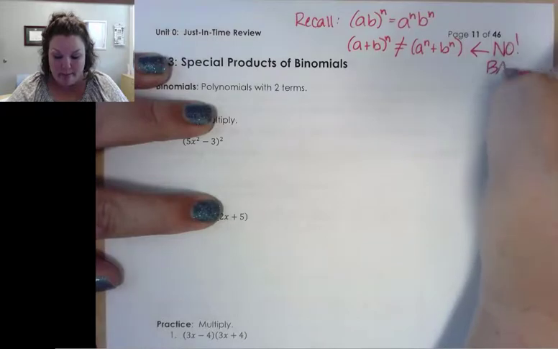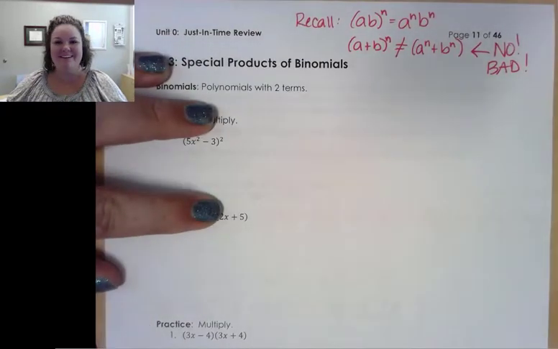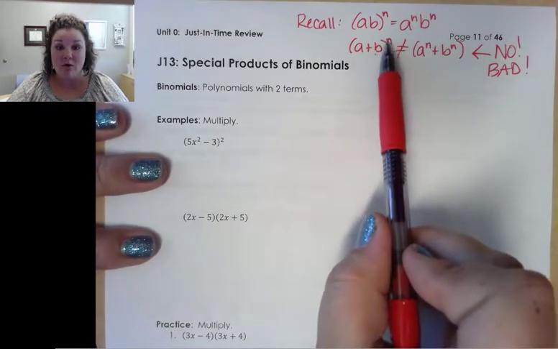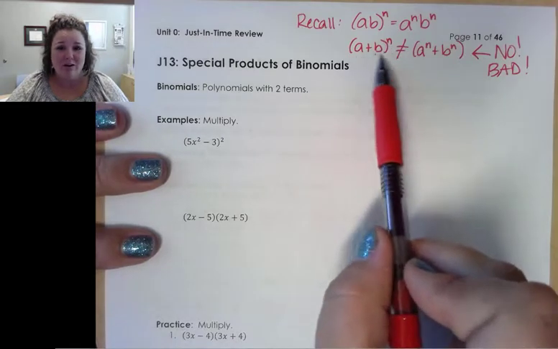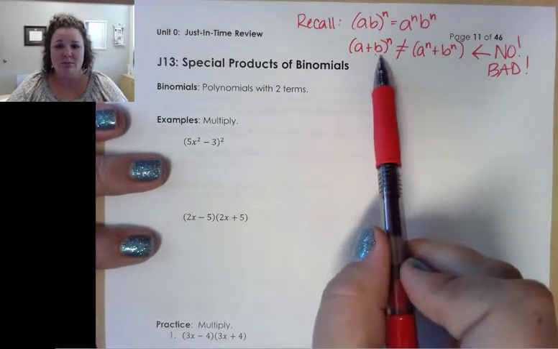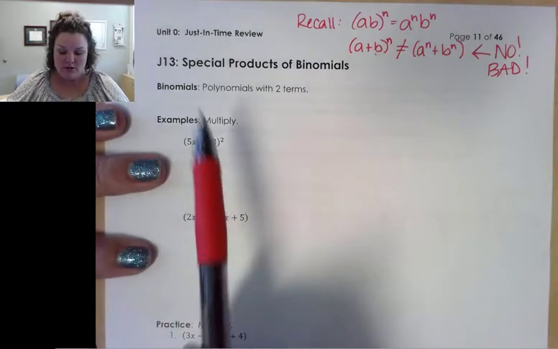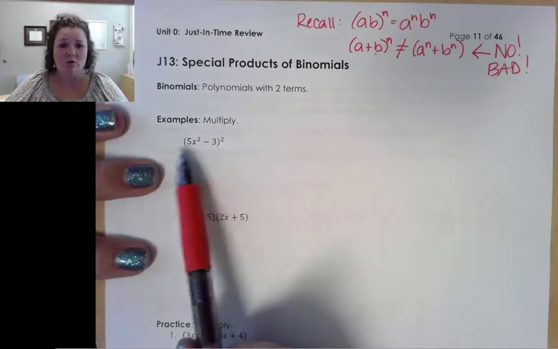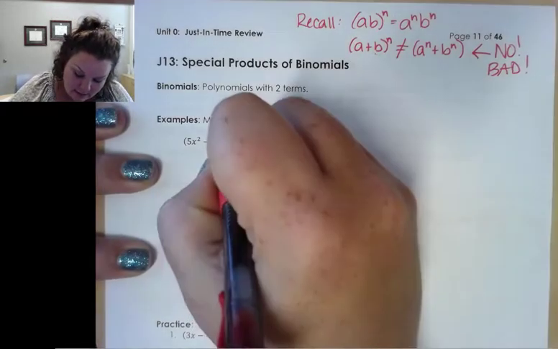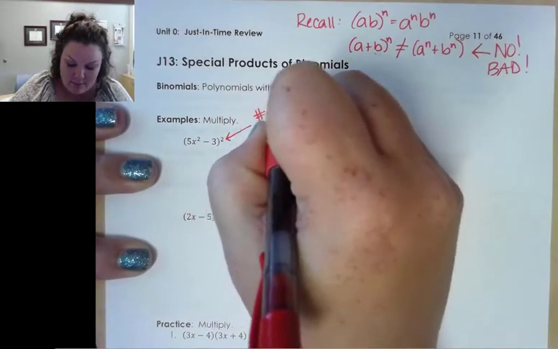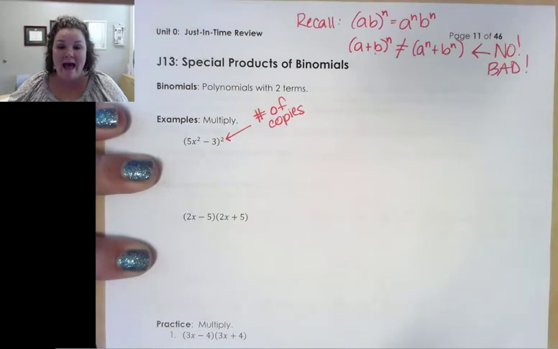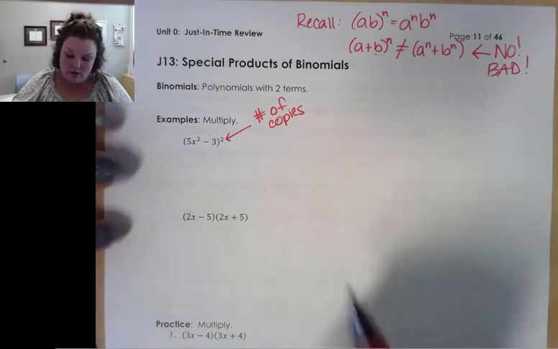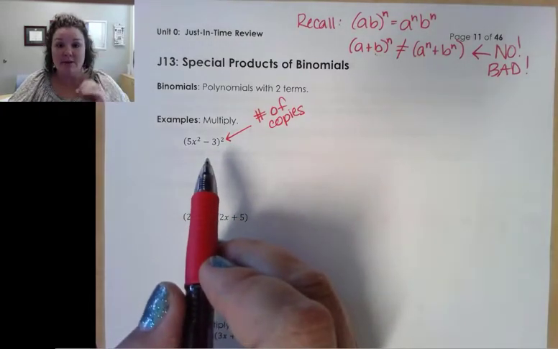No. Bad. Don't do it. Okay, so keeping this in mind that we can't just take a power being applied to a quantity and just square or cube or do whatever to those two numbers, let's look at what we're supposed to do, okay? So if we are told to multiply and we have a quantity squared or a quantity cubed or a quantity to any power, this little exponent is telling us the number of copies that we have of that quantity being multiplied times itself. Okay, so this is telling me that I have two copies being multiplied together.